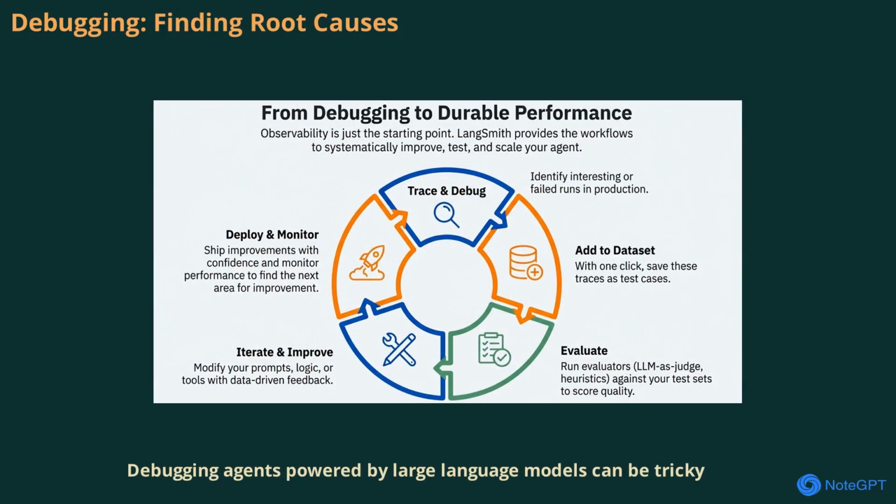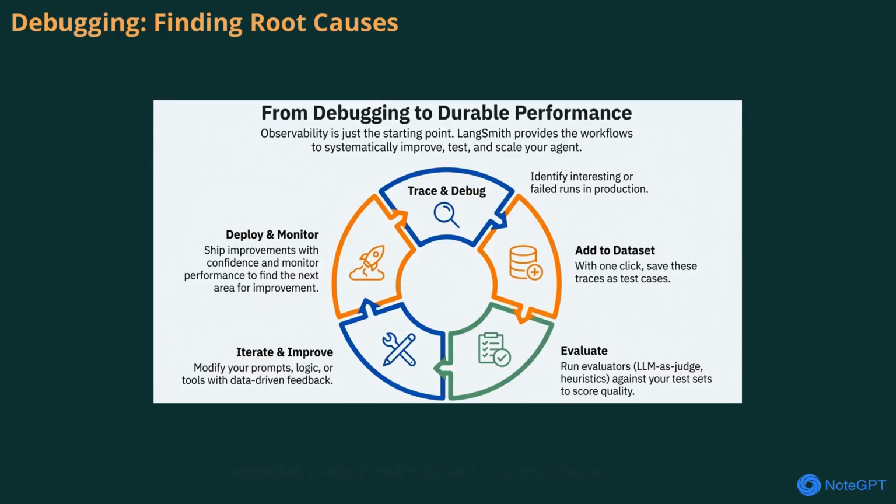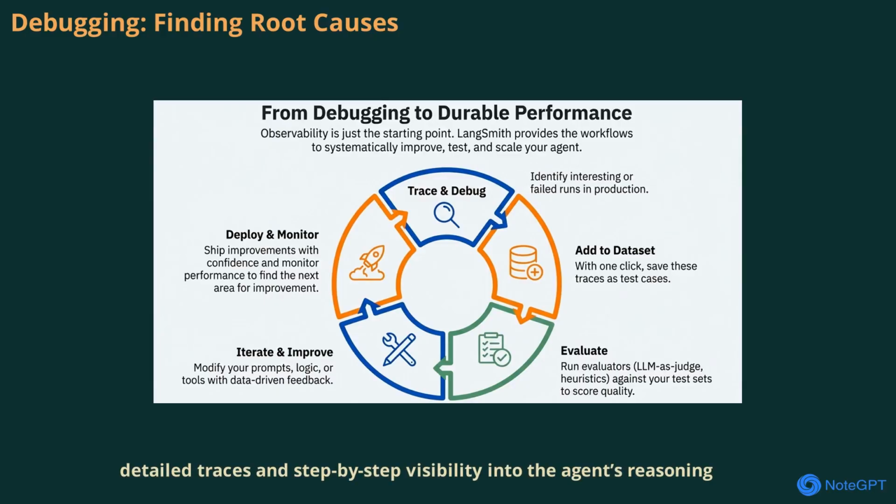Debugging agents powered by large language models can be tricky, especially when outputs are unpredictable. Identifying the root cause of a bad response requires detailed traces and step-by-step visibility into the agent's reasoning. Without the right tools, this process can be time-consuming and frustrating. That's why observability is a cornerstone of production-grade agent engineering.